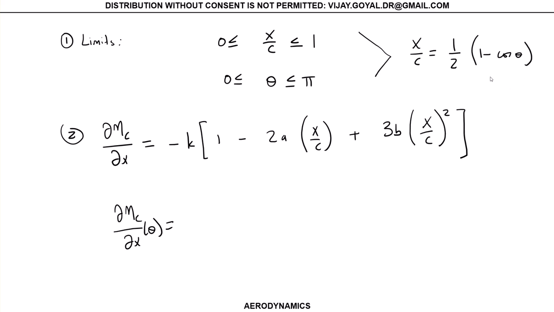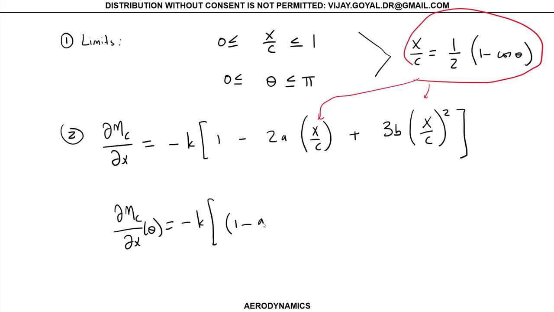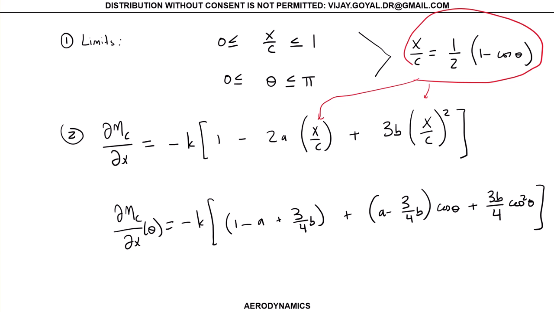back to theta. I use this replacement everywhere I have these expressions. After I do that replacement, I find that this is equal to 1 minus a plus 3/4 b, plus a minus 3/4 b cosine of theta, plus 3b over 4 cosine squared theta. Okay, so that's what the expression gives you.